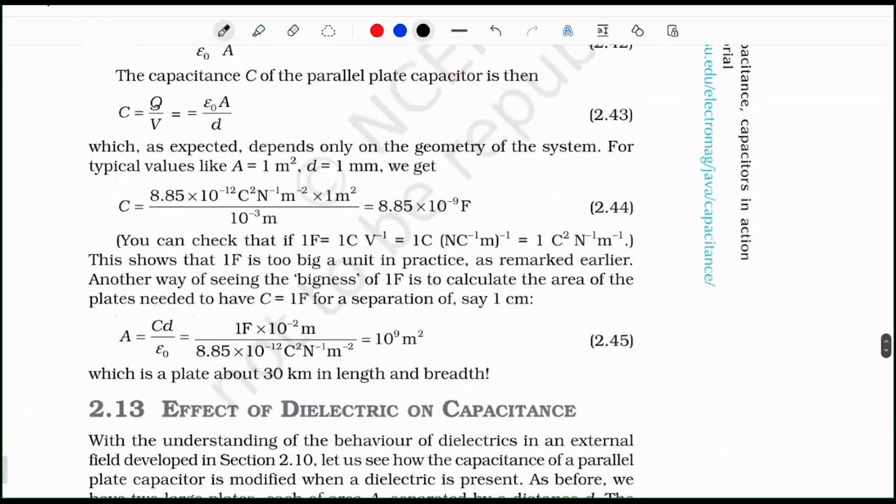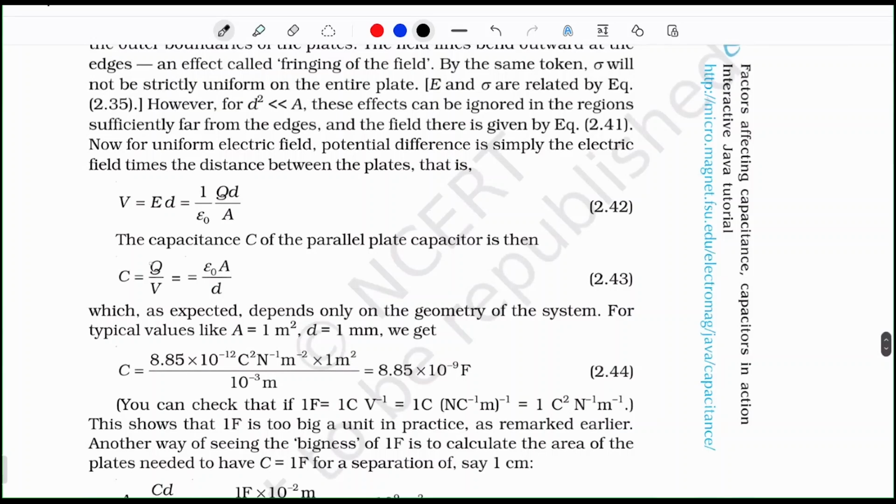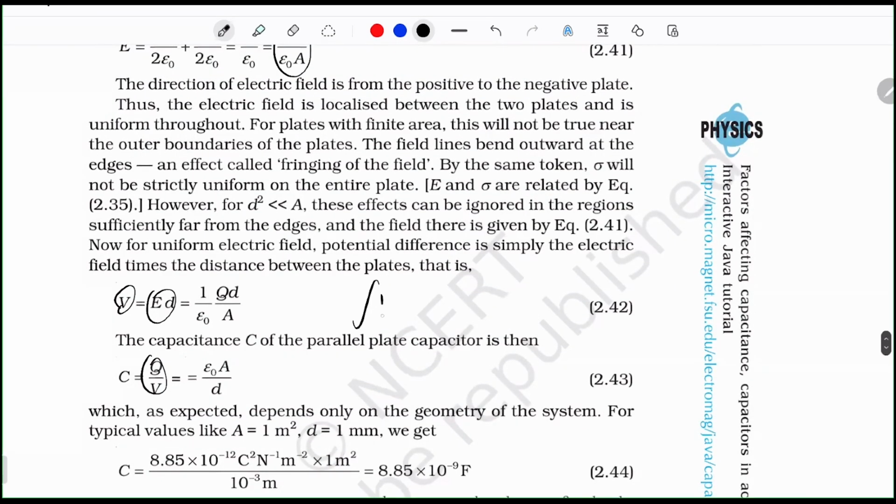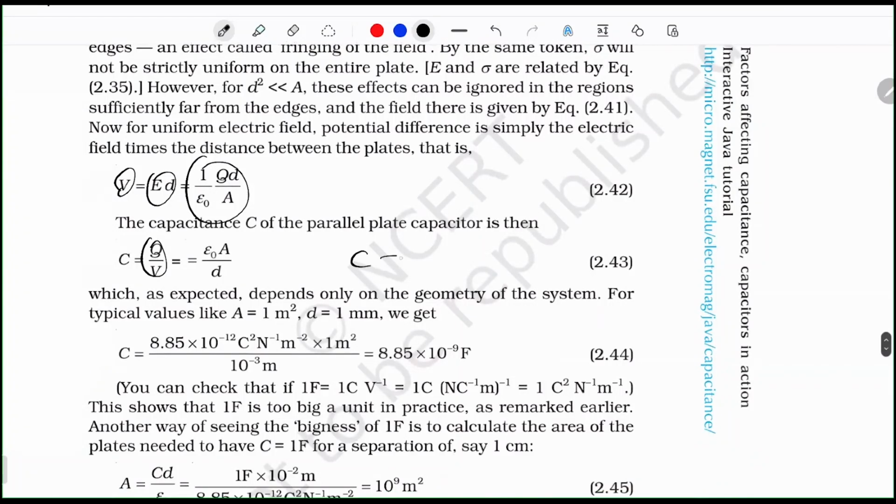So therefore, the capacitance is Q by V. And the voltage is simply the electric field times the distance, because the integral E dot dl is simply E times d, because the electric field is constant. So therefore you can calculate V, and C is simply Q by V, which is epsilon naught A by d.